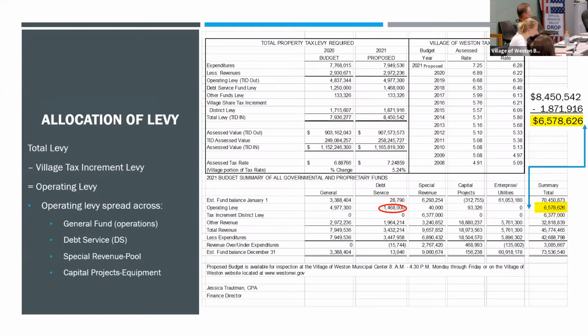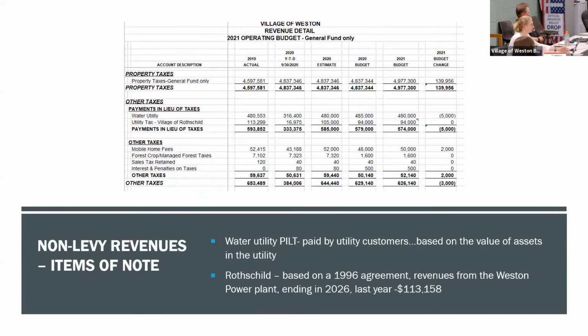Go all the way down to 23. So, revenue detail. Non-levy. Yeah, non-levy. So above are the taxes, including property and other. This is what's included in those lines. The big one is the water utility.